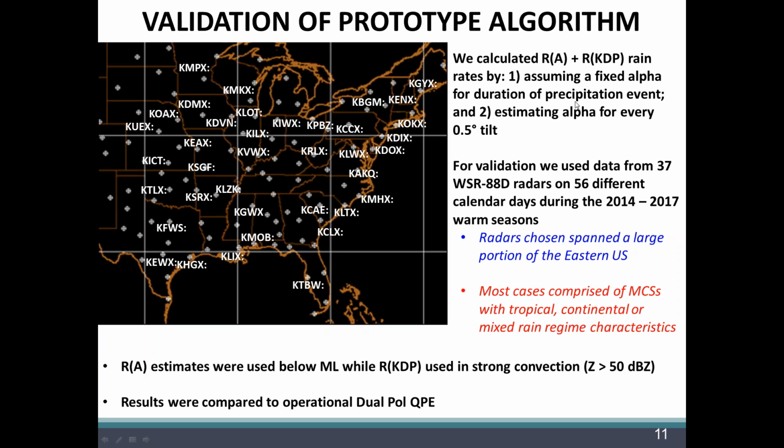We assumed a fixed alpha for the duration of the precipitation event, and then we estimated alpha for every half-degree tilt. And for validation, we used data from 37 88D radars on 56 different calendar days during the 2014 through 2017 warm seasons. Most of those radars were in the eastern U.S., but as we get near the end of the talk, I will talk about some of the work we've done in the western U.S. as well. The R sub A estimates were used below the melting layer, and the melting layer was determined by using numerical model sounding data, while R sub KDP was used in the strong convection. The results were then compared to the operational dual-pol QPE.